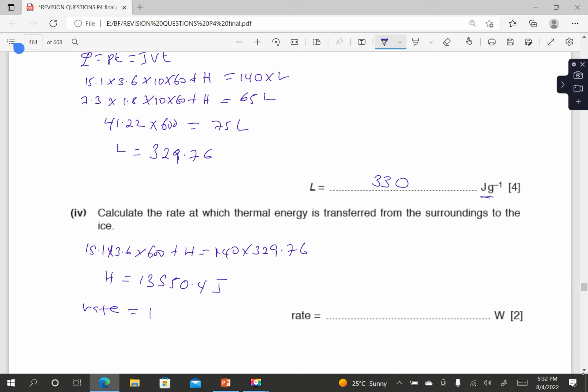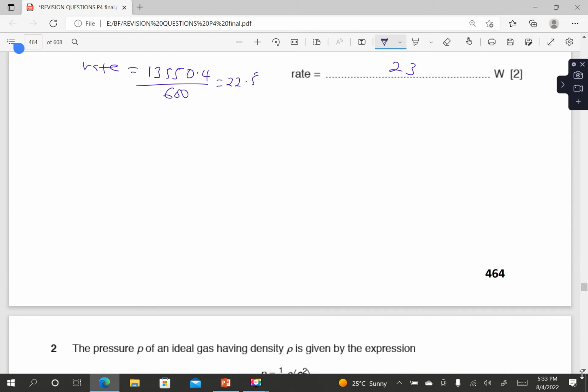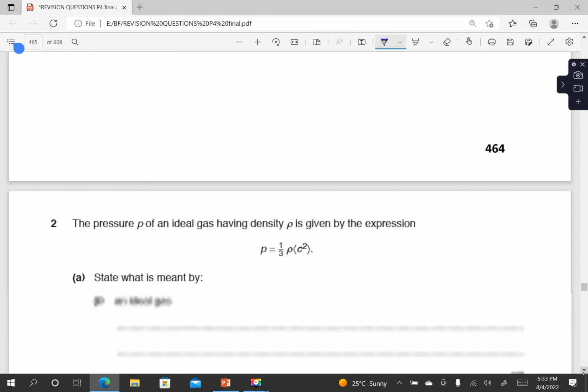The rate is going to be 13,550.4 divided by the time is 10 minutes, which is 600 seconds. Divided by 600. So this is 22.5. So approximately 23 to two significant figures. Okay, so that is the rate.